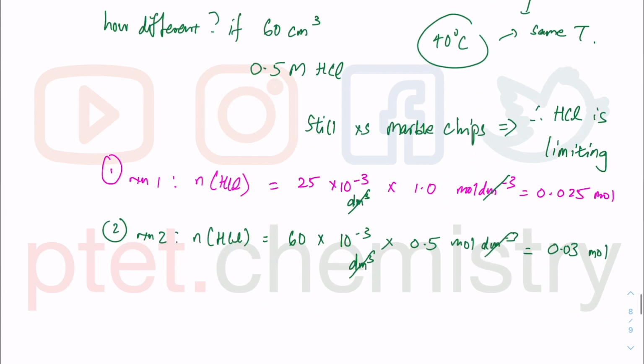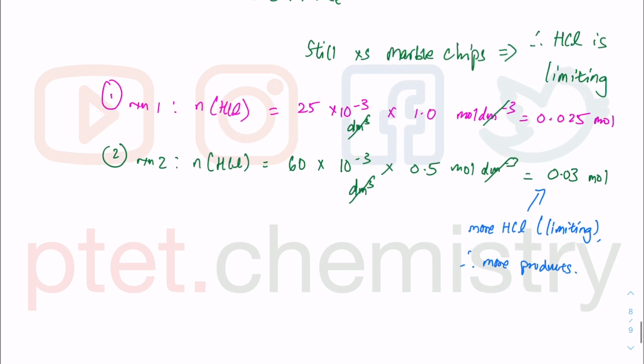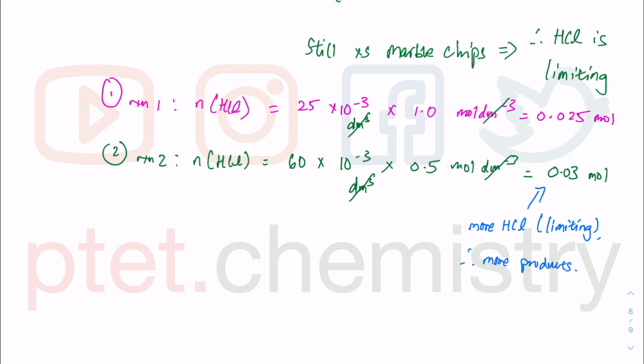So as you can see, in the second reaction you have more HCl, which is limiting. If you have more of the limiting reactant, therefore we get more products. That's number one, more products. If you have more products, that means you can cross out not B, not D. So you're left with A or C.